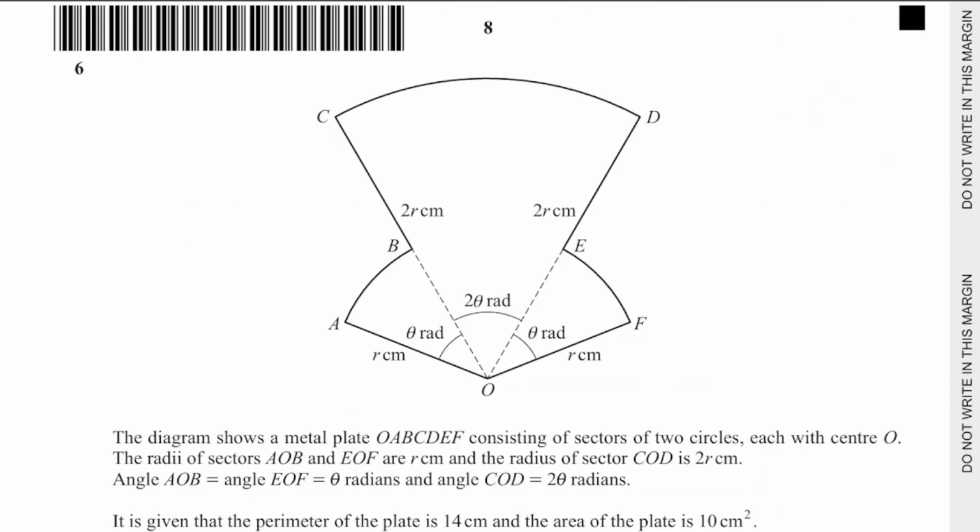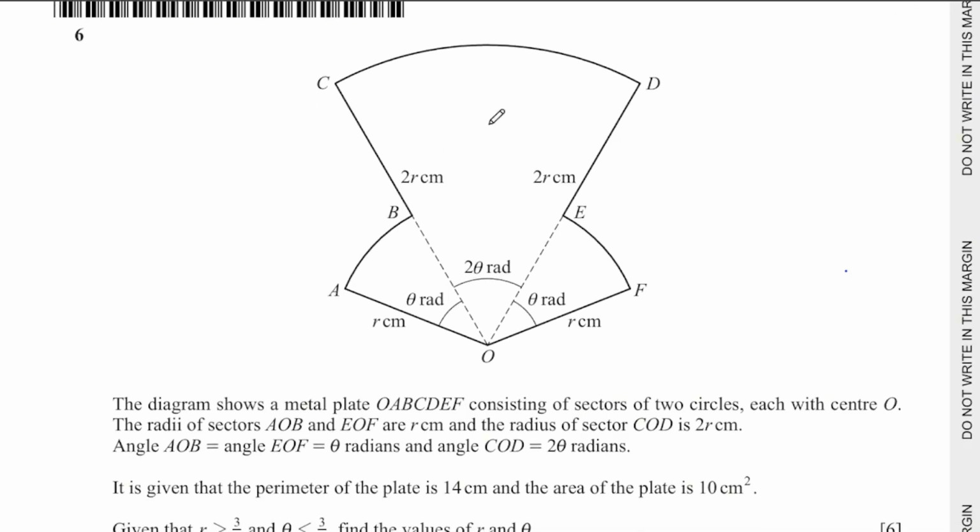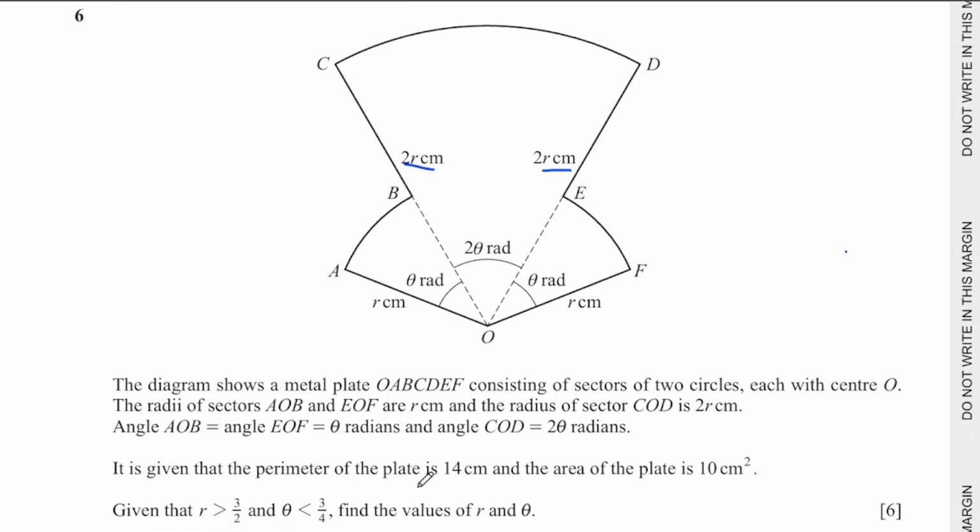Okay? Let's look at the next question here. They've given us a complicated plate, we could say. And so there is one sector right here with the radius of 2r, right? And angle of 2 theta. And then the smaller sectors with radius of r and angle of theta again, sorry. So angle of theta, 2 of them, and there's one with angle of 2 theta. And it is given that the perimeter of the plate is 14.